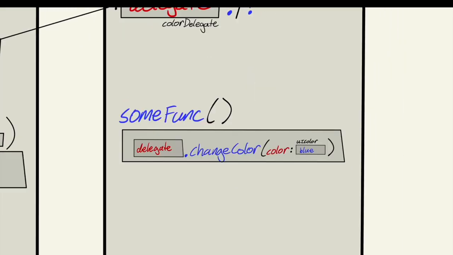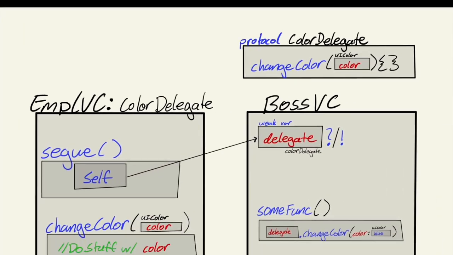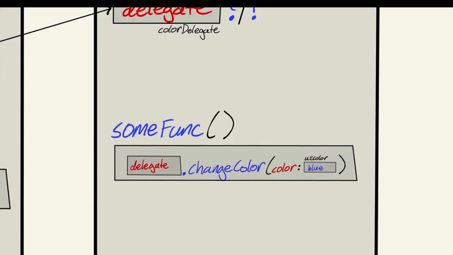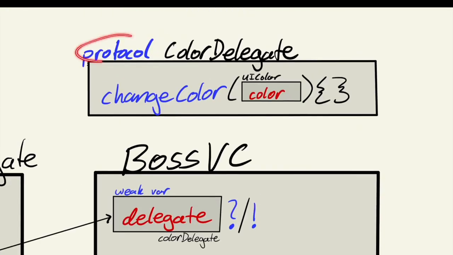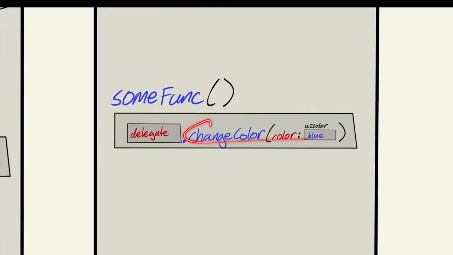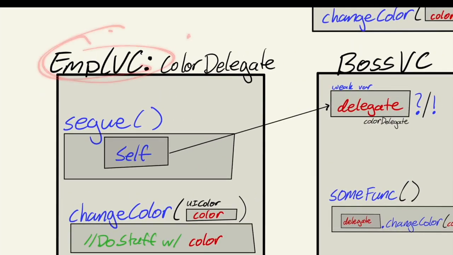And then you'll come down here, and you'll have some function, and basically this is going to be the function that's going to tell the employee what's going on. And what you're going to do is call that delegate. Since that delegate conforms to your color delegate protocol, in our case, it's going to have that function. You're going to call that function, and in our case, we're going to put a color in there. But you're going to put whatever data it is that you want to pass to your employee VC, or your employee object that you want to have do something with that data.